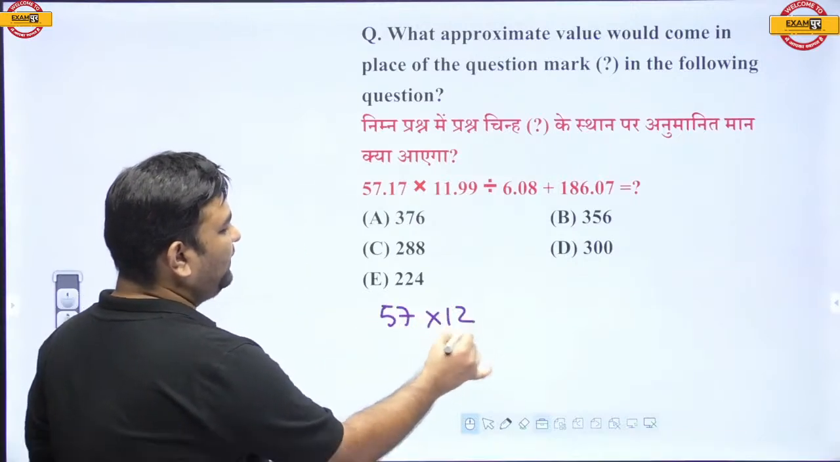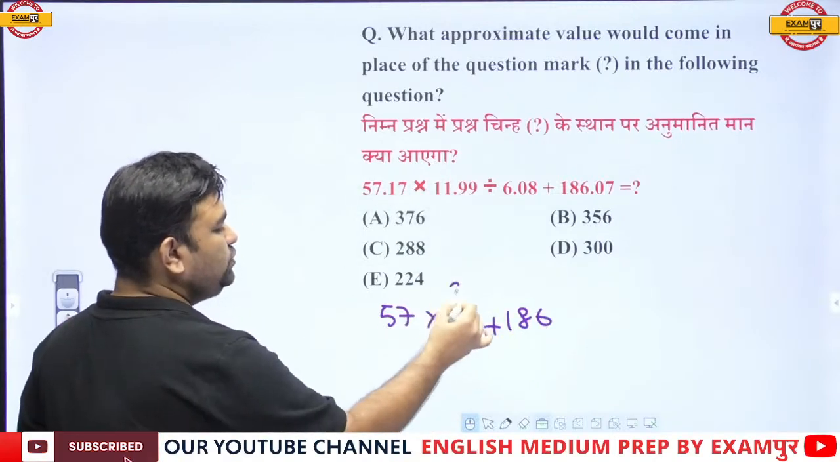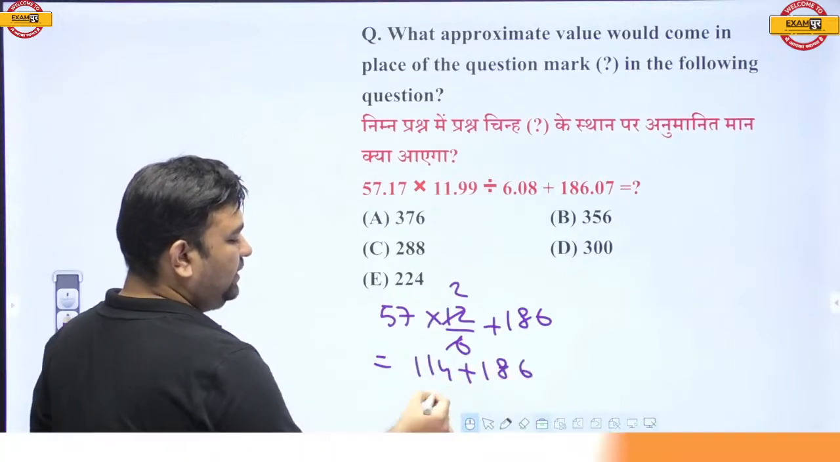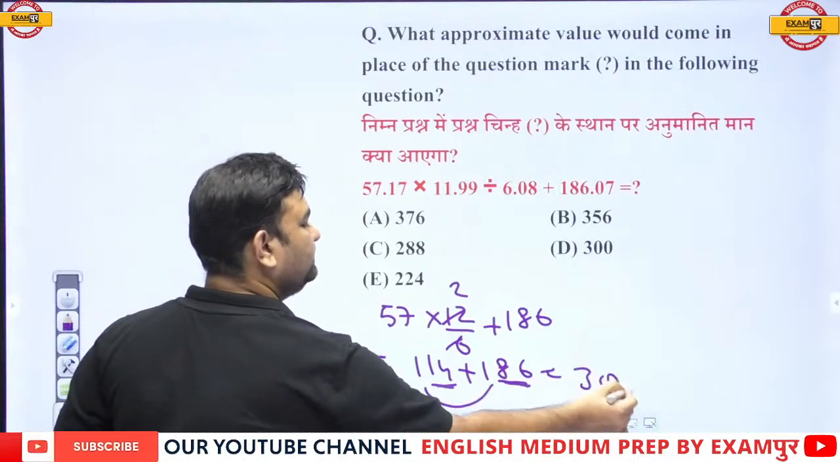57 into 12 divided by 6 plus 186. 2. 114 plus 186. 14 plus 86, 100. 100 plus 200, 300.